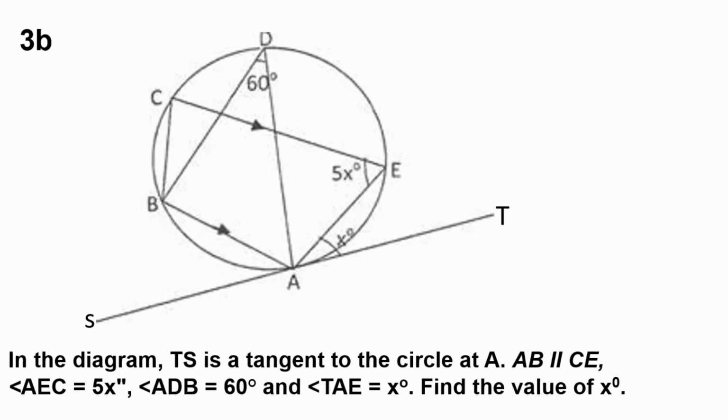Let us take a look at question 3B of the WASSCE 2010 May-June question. It says, in the diagram, TS is a tangent to the circle at A. AB is parallel to CE. Angle AEC equals 5x. Angle ADB equals 60 degrees. And angle TAE equals x degrees. Find the value of x.